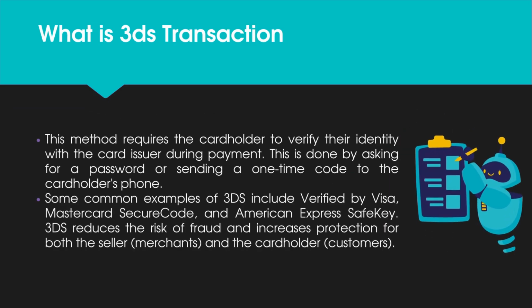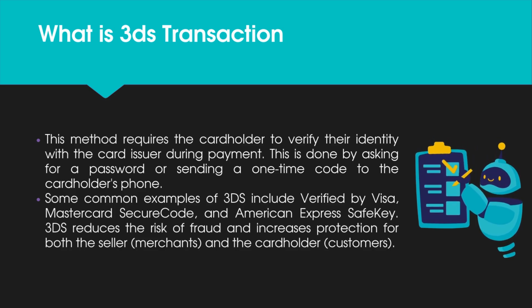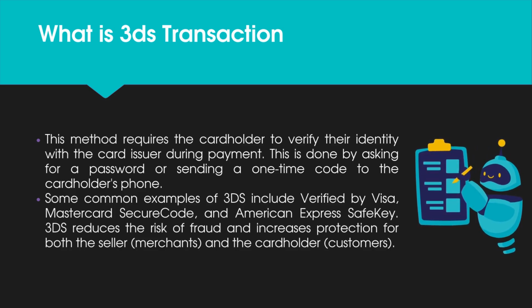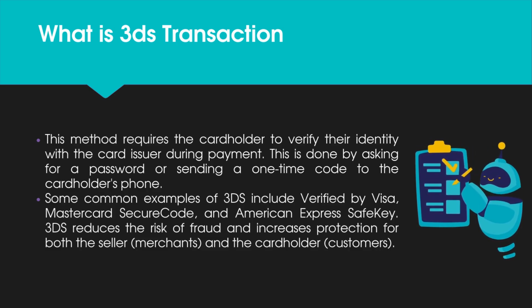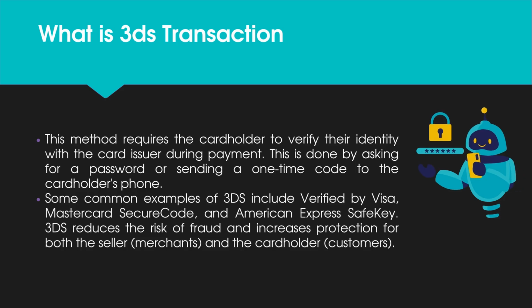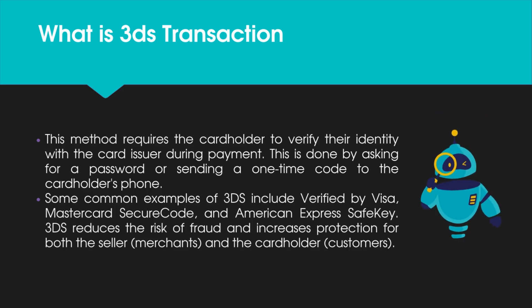So, what is a 3DS transaction? You may have heard the term 3DS, but what does it actually mean? This method requires the cardholder to verify their identity with the card issuer during the payment process. This is typically done by asking for a password or sending a one-time code to the cardholder's phone. Common examples of 3DS include Verified by Visa, MasterCard Secure Code, and American Express SafeKey. Using 3DS reduces the risk of fraud and increases protection for both the seller, which is the merchant, and the cardholder, which is the customer.